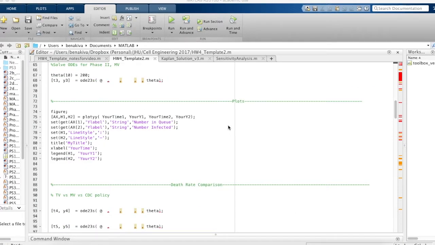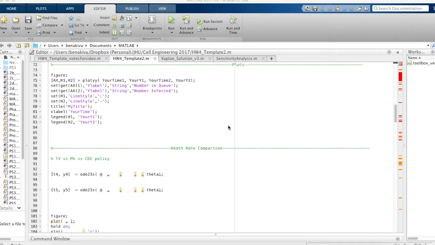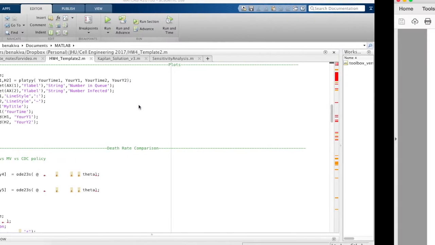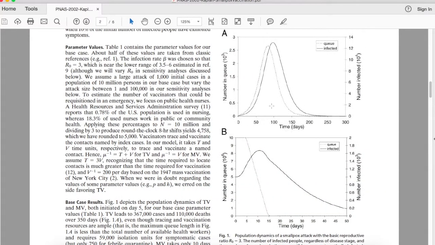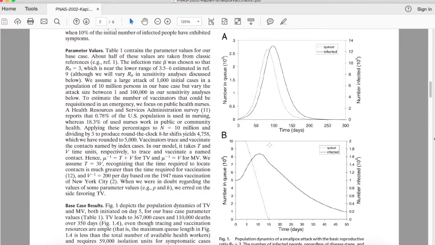Okay, so at this point, you are going to be ready for plotting. So you're going to be replicating figure 1A and B from the paper. So this is showing the number in the queue and the number infected over time from 0 to 300 days. This is for the trace vaccination case, and this is for the mass vaccination case. So now at this point you have all of the data to make these plots.